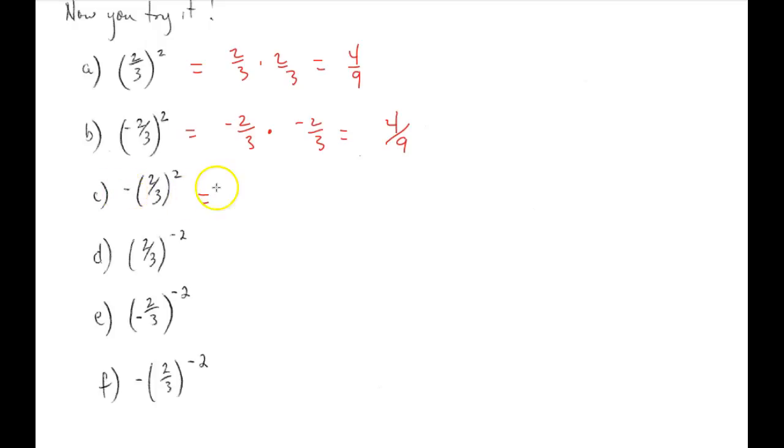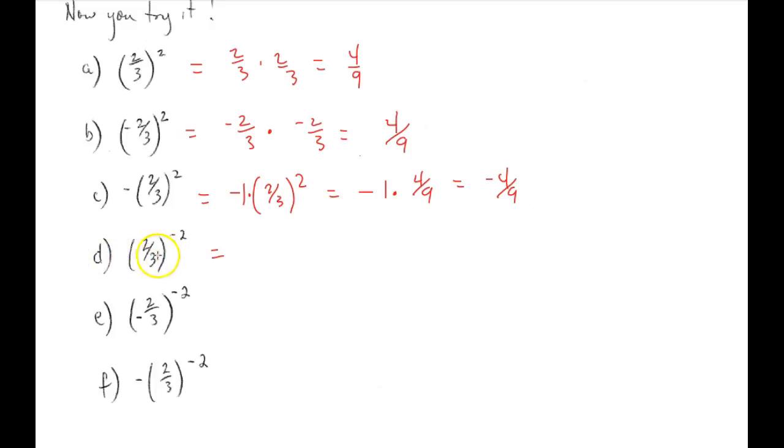But in this case, the negative is on the outside, so we look at it like this. Okay, more like a -1 being multiplied times that. So that would be a -1 times 4/9, which is a negative 4/9 in this case.